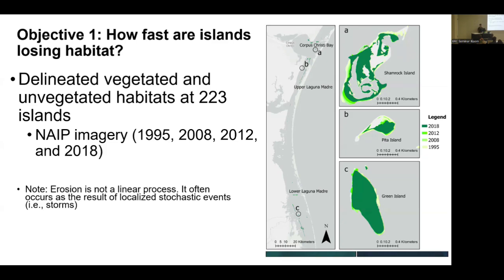And I also want to point out that this is a really sparse time series that we have imagery for, and these islands are changing constantly. So we are leaving out a lot of information, a lot of variation in the area of these habitats in this analysis, and that's just a limitation that we should keep in mind.